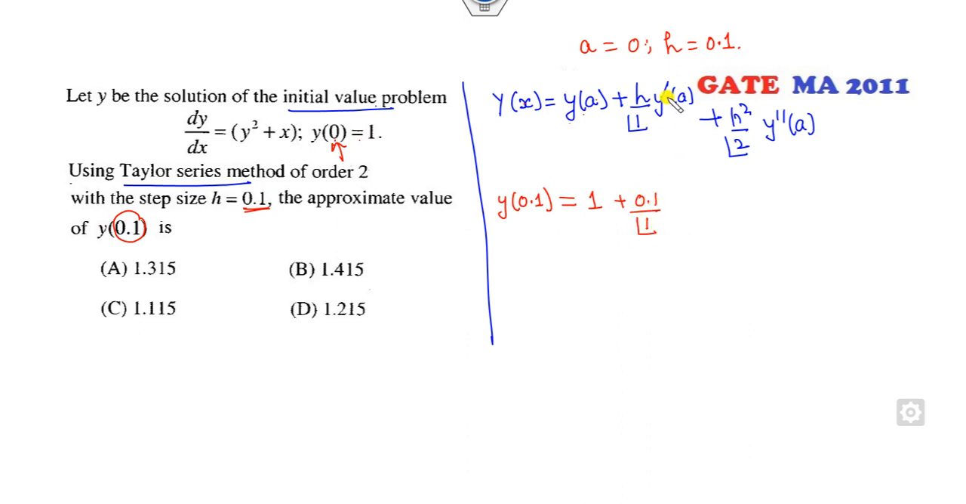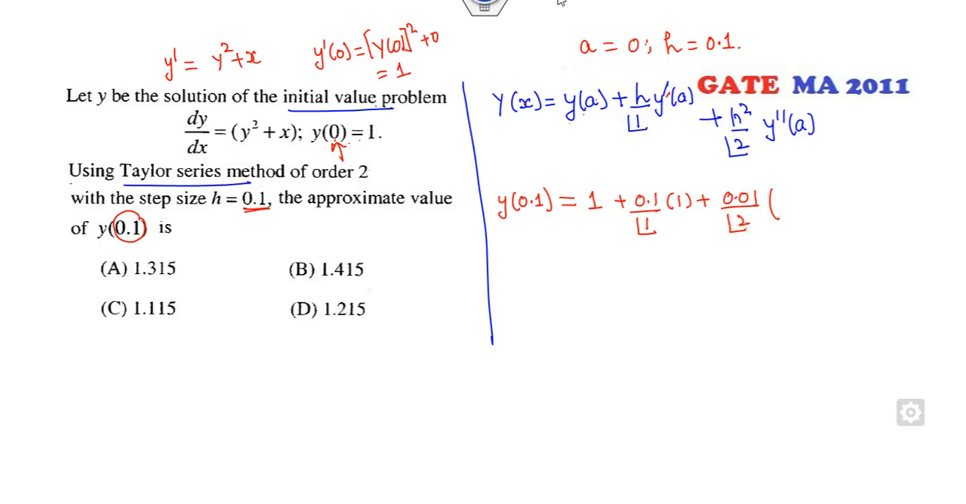What is the y dash of 0? So clearly say y dash is here. So can you find the value at the point 0? So what is the y of 0 square plus 0? So what is that? It's a 1. H square 0.01 over 2 factorial.